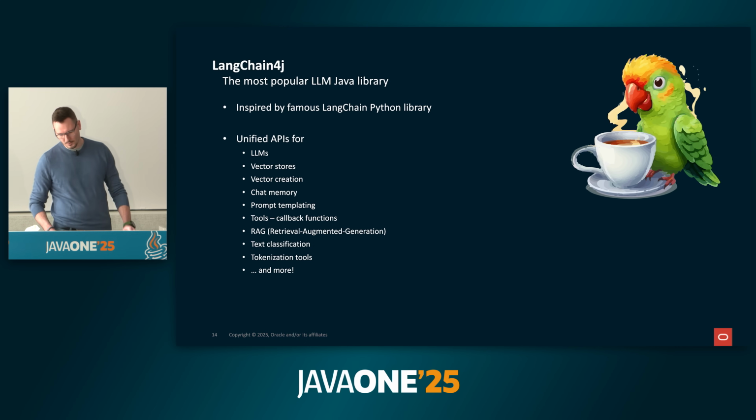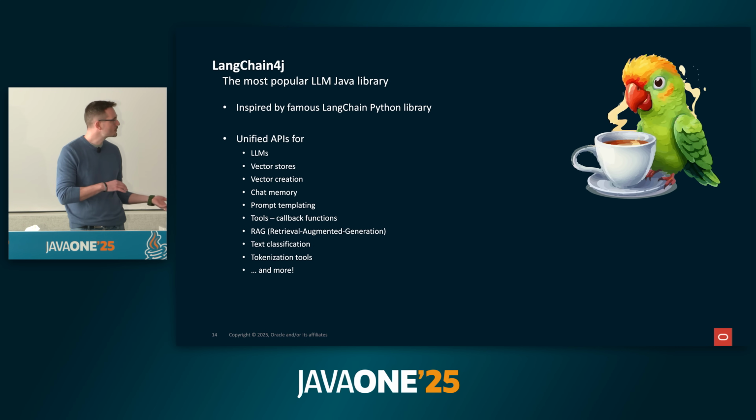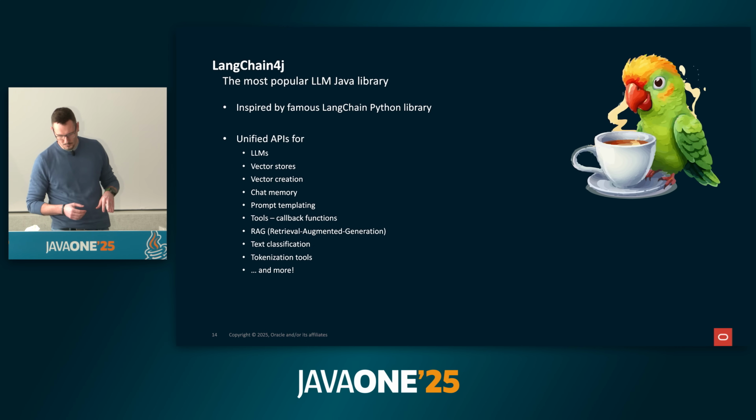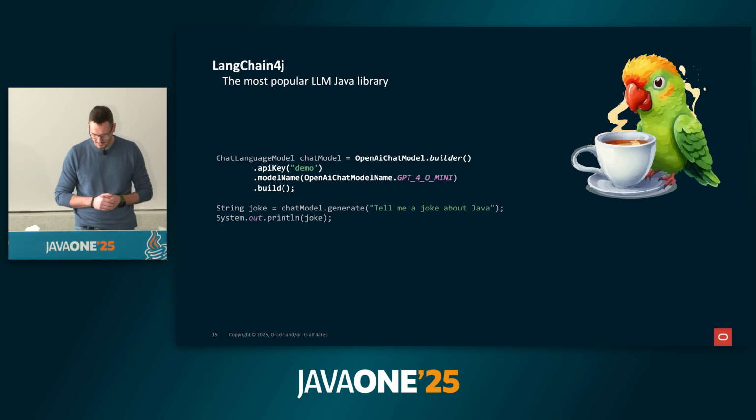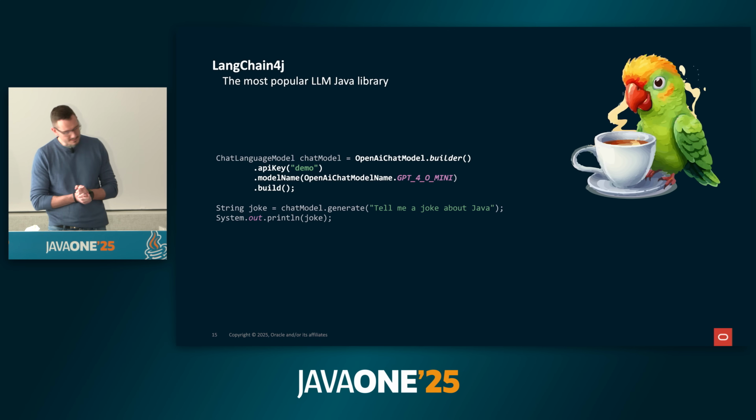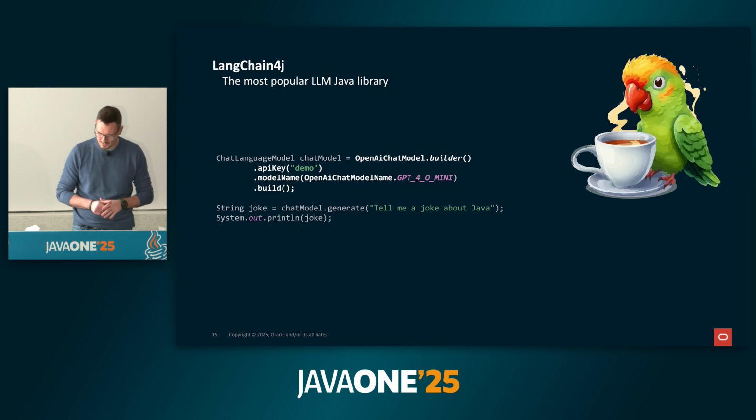With LangChain4j, you can wire together LLMs, vector stores, vector models, and you can switch underlying vector libraries, and it all works really nicely and seamlessly. Again, the API is the main strength there. We can take a look at a simple chat example. Getting a joke, right? That's the simplest one.